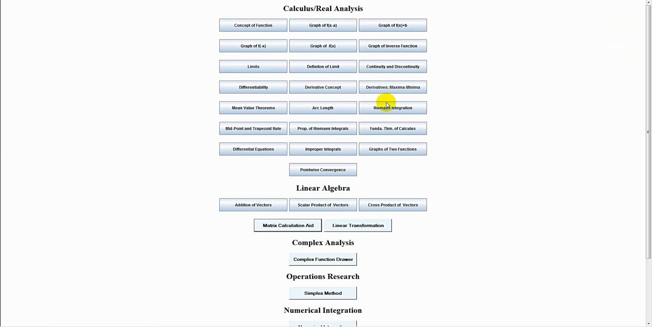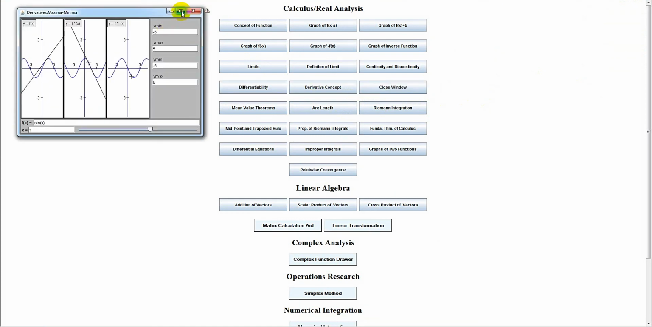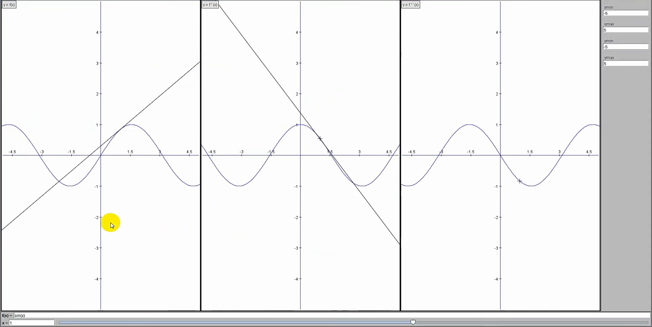Finally, let us try to understand the relation between derivatives. Here you can observe we have three windows, and I have plotted the graph of the function sin x in the first window. In the second window I have plotted the graph of its derivative. What is the derivative of sin x? It is cos x. And in the third window I have plotted the graph of the second derivative of sin x, that is the derivative of cos x, which is minus sin x.